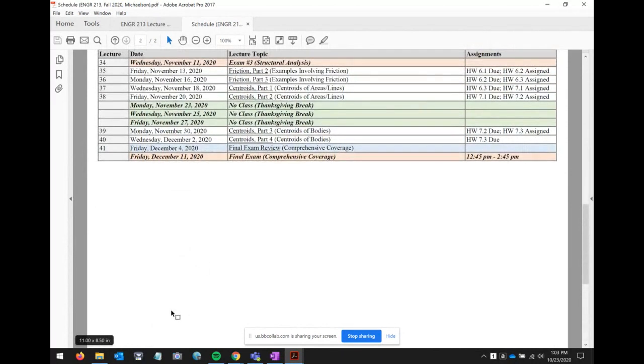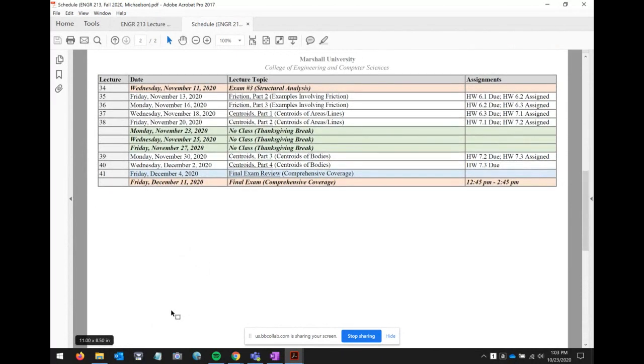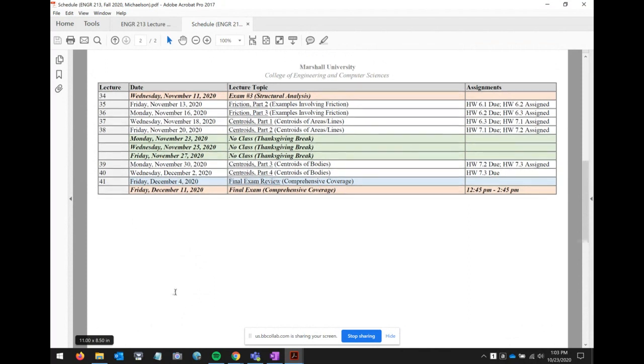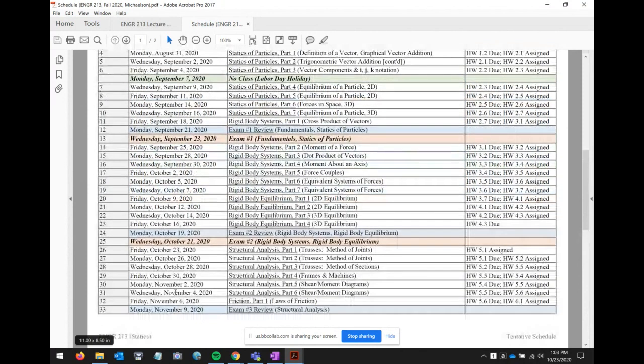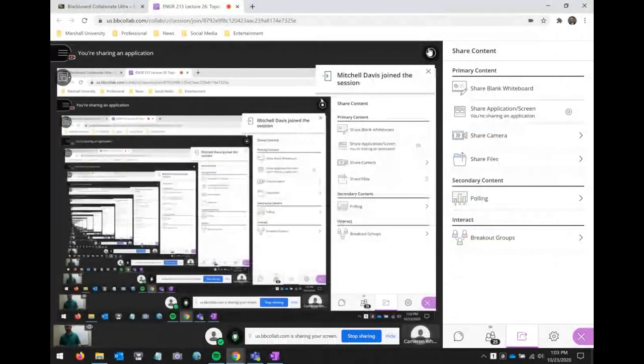With that, I want to get into it. I decided to rearrange the schedule and do centroids now. We'll have about four lectures on centroids, and then we'll get into either structural analysis or friction. I haven't decided which, but I want to give friction the respect it deserves. Let me close this. Let's get into our topic for today, which is the wonderful world of centroids.